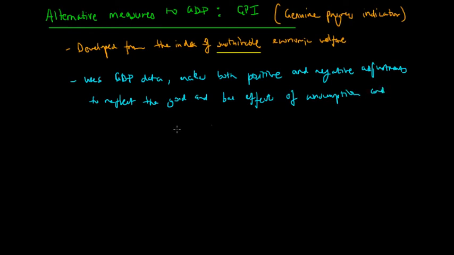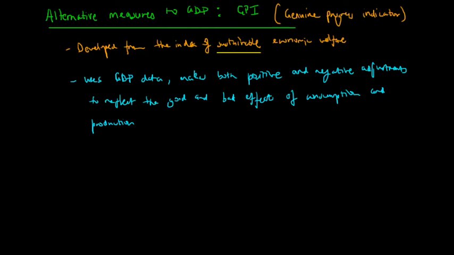and production. So we talked about in our lecture on material living standards that sometimes production can lead to pollution, and this will be a negative effect. And sometimes, because consumption is good, such as vaccines, there will be positive externalities arising from different types of activity. And so what this does, it makes both positive effects and negative adjustments to reflect the good and bad effects of consumption and production. So that's the GPI.